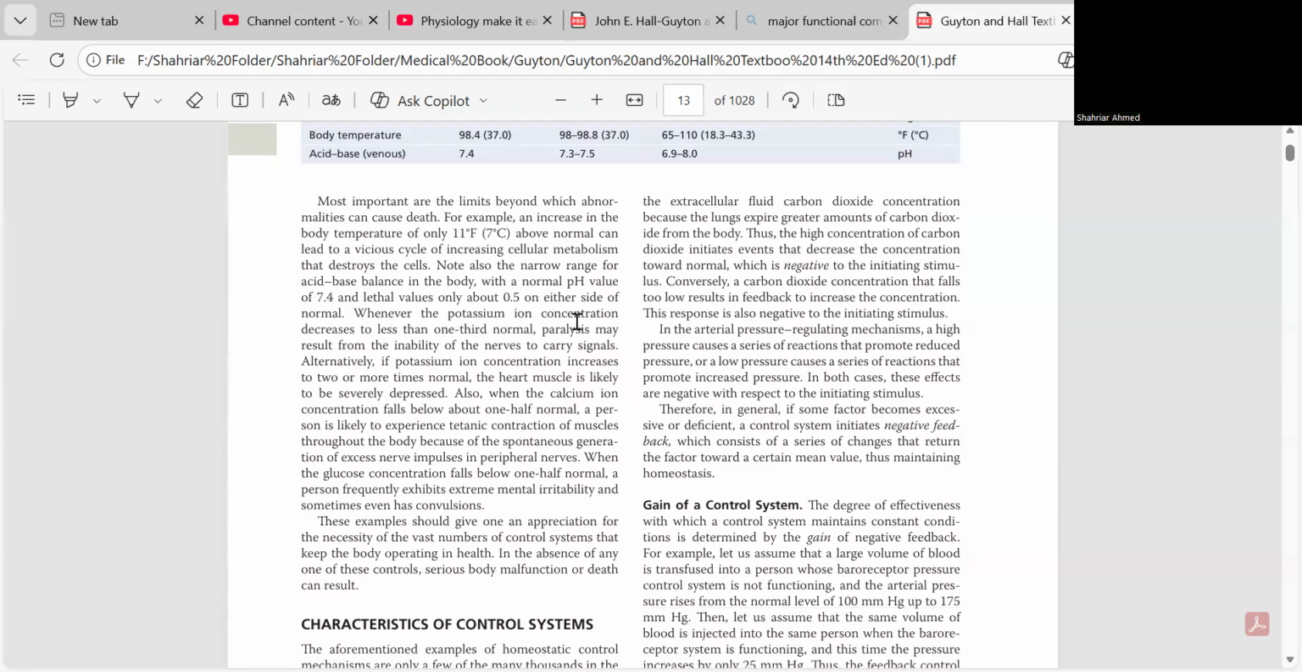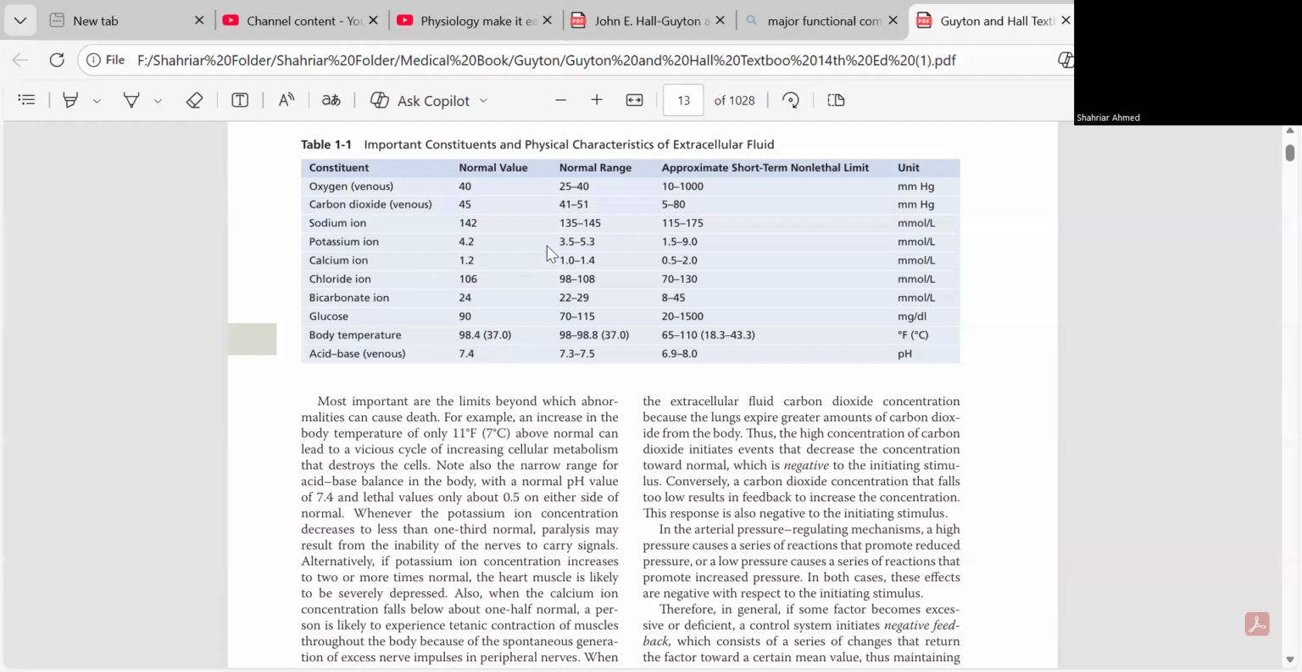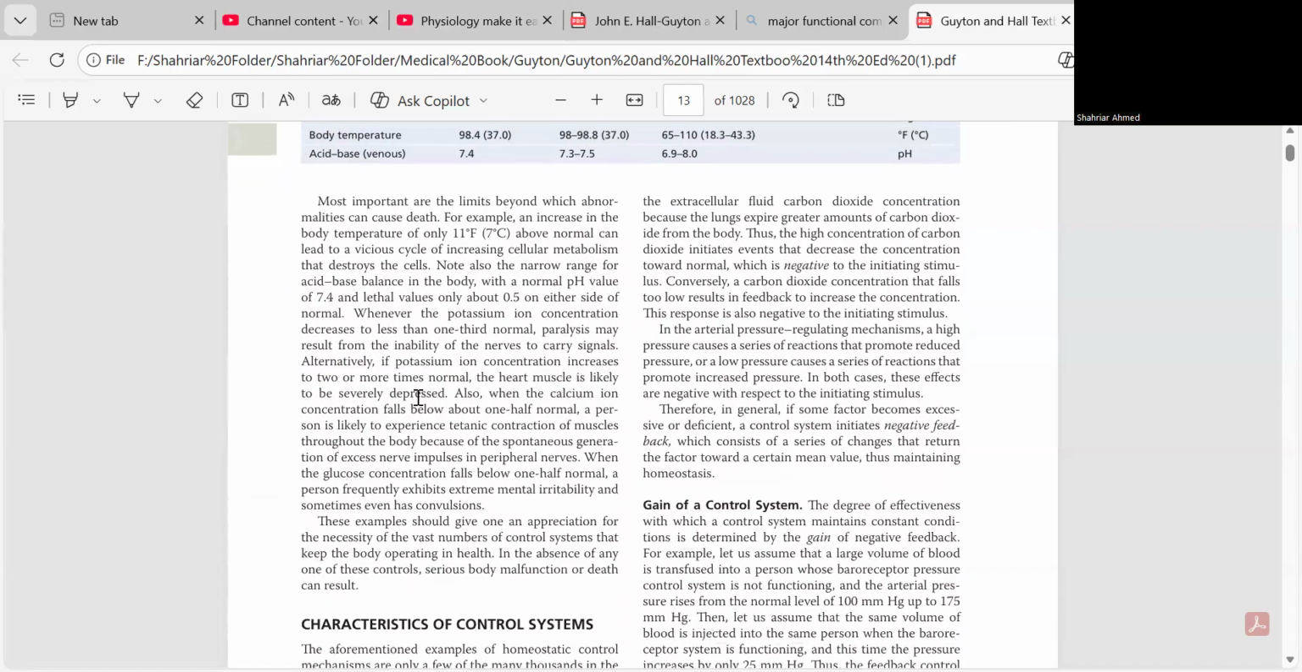Whenever the potassium ion concentration decreases to less than one-third normal, that is, normal 4.5, one-third is 1.5, paralysis may result from the inability of the nerve to carry signals. If the potassium level decreases to less than one-third normal, paralysis may result.